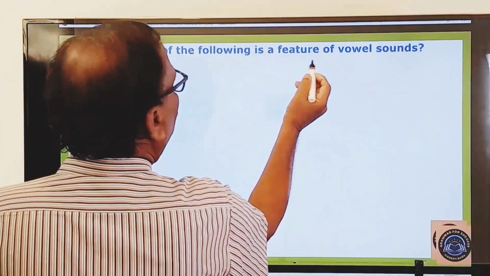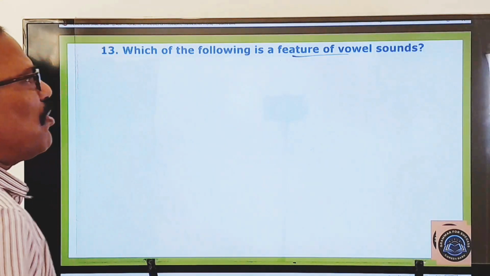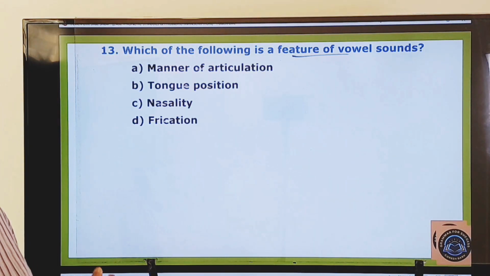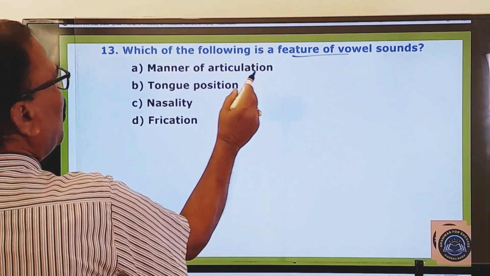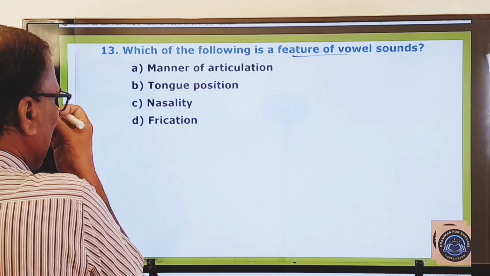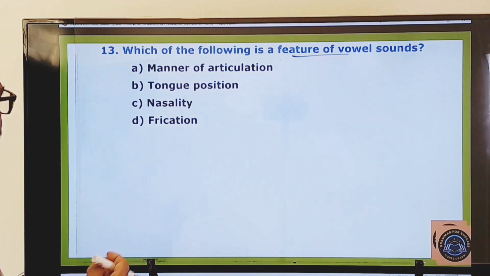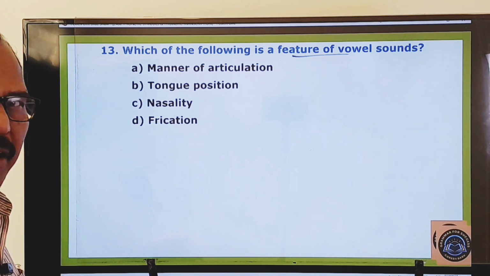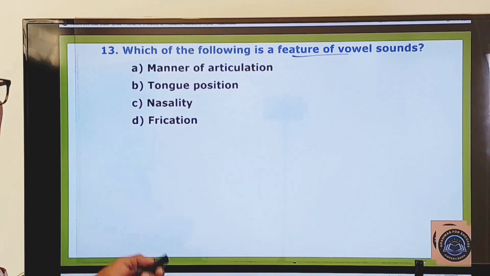Which of the following is a feature of vowel sounds? What is the feature of vowel sounds? Manner of articulation? No. Tongue position, nasality, frication. Okay, these are the 4 options given, and you can easily choose the relevant answer.